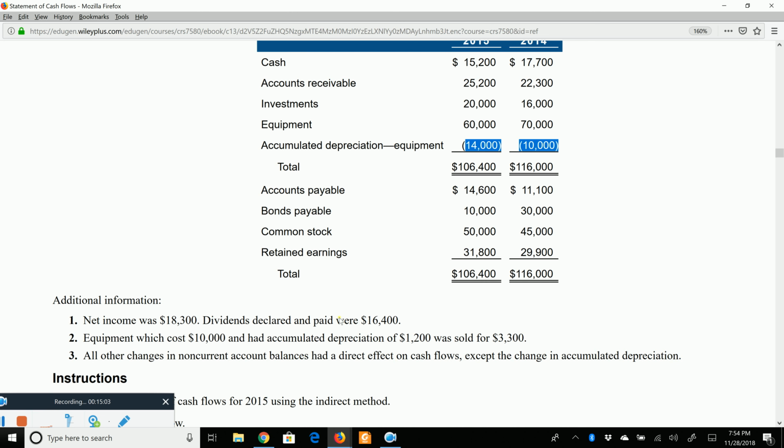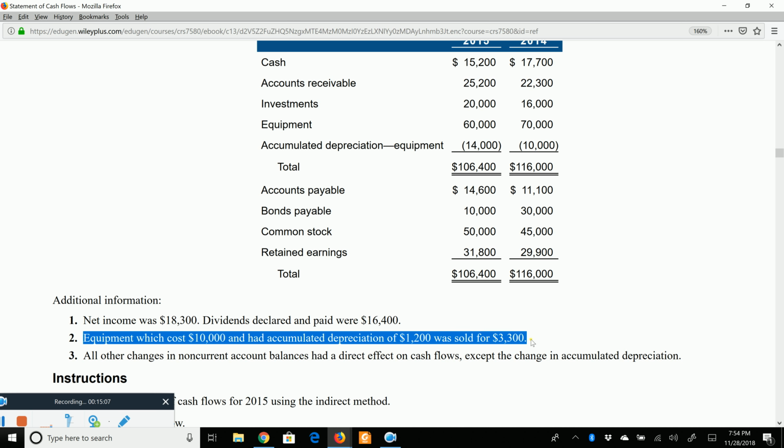Where did I get that number? Well, down here, now in the real world, we'd have an income statement. We'd be able to see what that loss was. But here we can see the income statement wasn't given to us, but we do have this other additional information that says equipment which cost $10,000 had accumulated depreciation of $1,200. Therefore, the net book value was $8,800, and we sold it for $3,300.